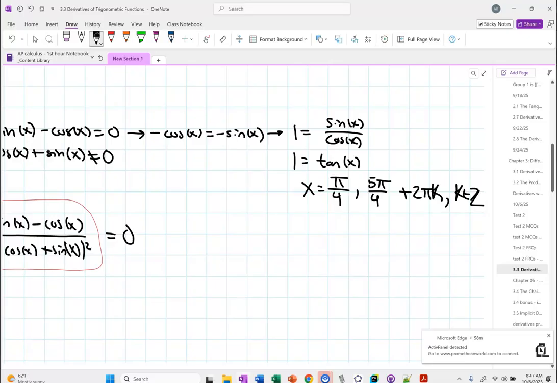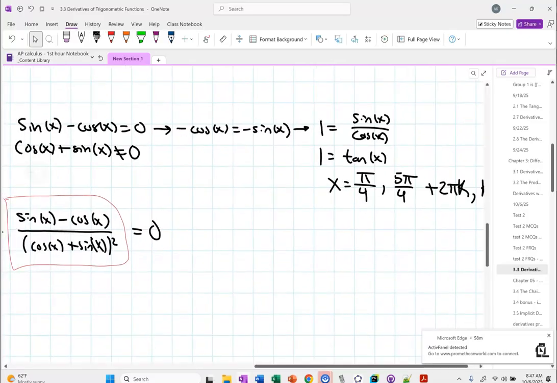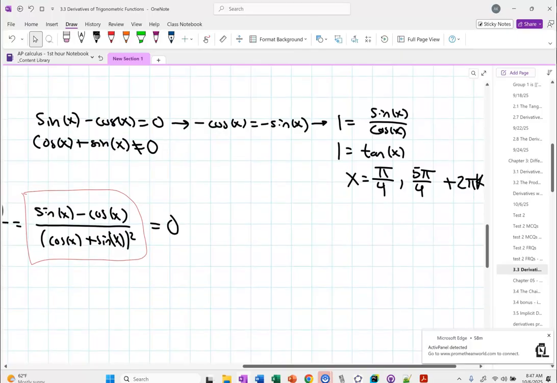And is cosine plus sine going to be equal to 0 at any of those values? That won't equal 0, right? Because they're both either both positive or both negative. So if you add them together, they can't be 0. So there's our answer.